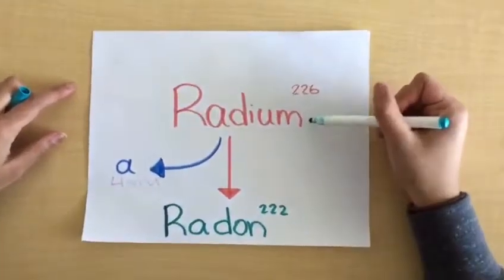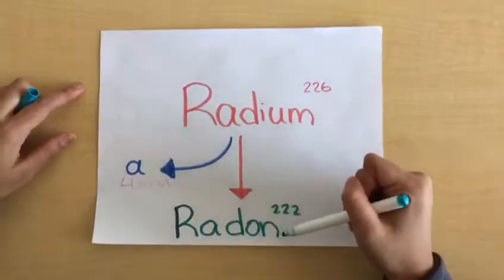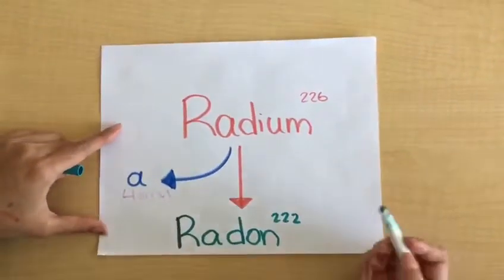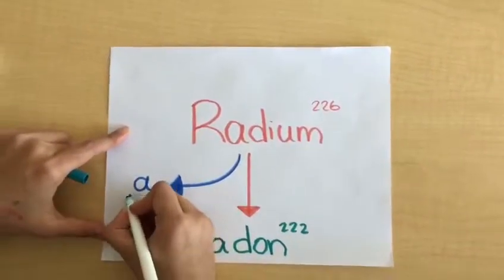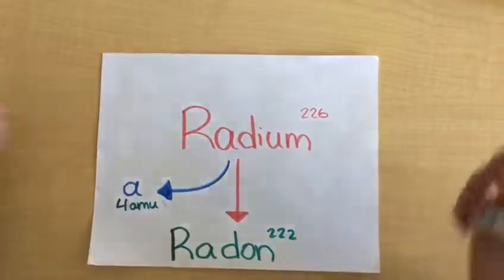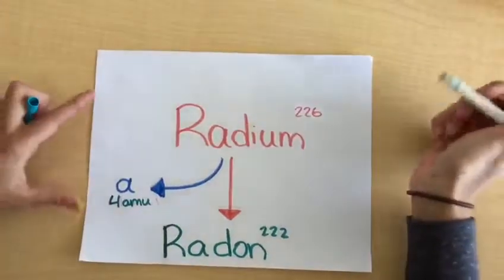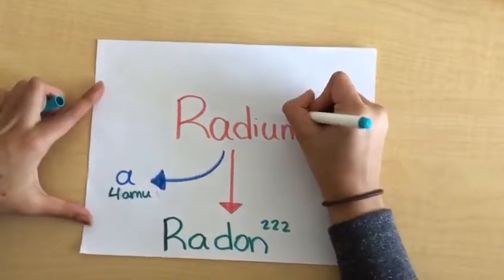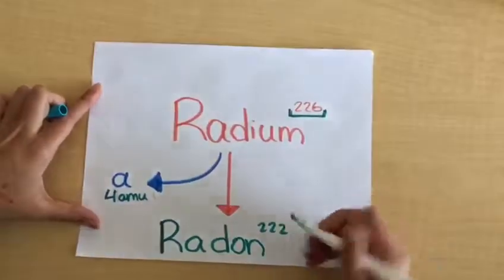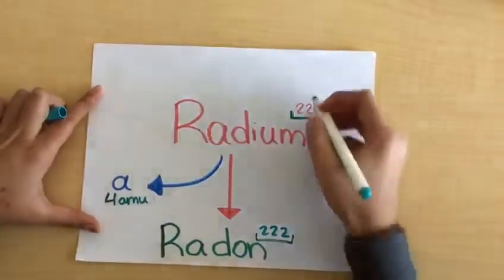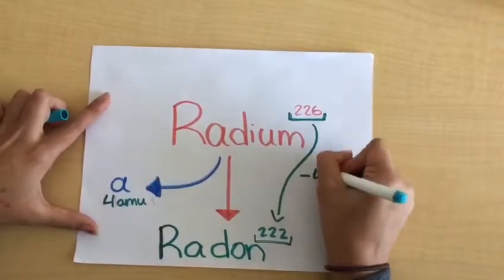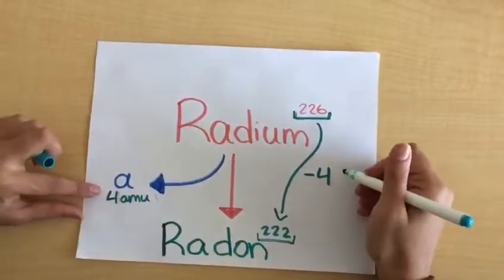As you can see, radium is decayed into radon while releasing an alpha particle. And if you remember from before, an alpha particle is made up of 4 AMUs because it has 2 protons and 2 neutrons. And then, if you look at the atomic mass of radium, it's 226. But then when it decays into radon, it turns into 222. So when it decays, 4 AMUs are subtracted, which is the alpha particle.